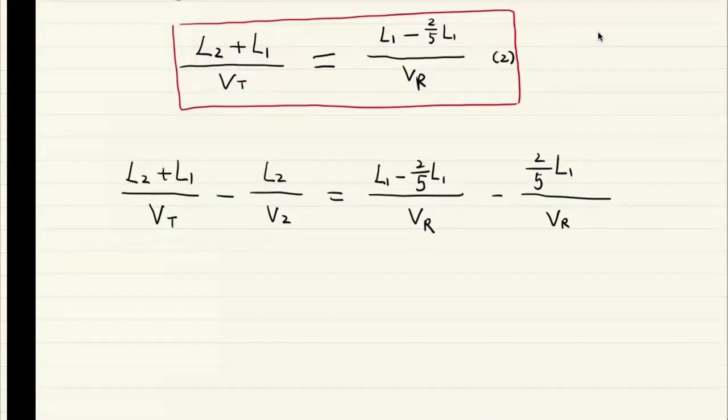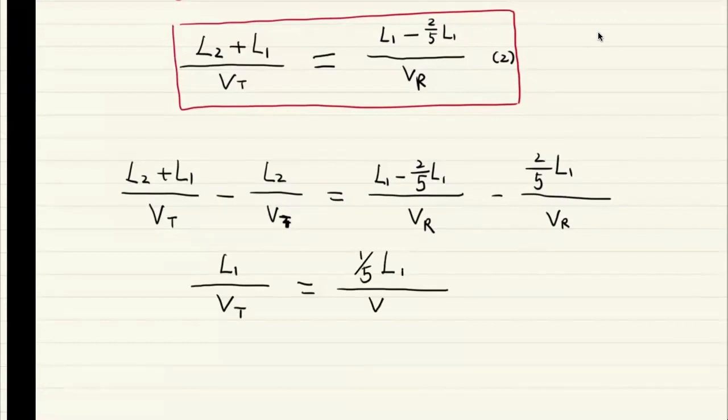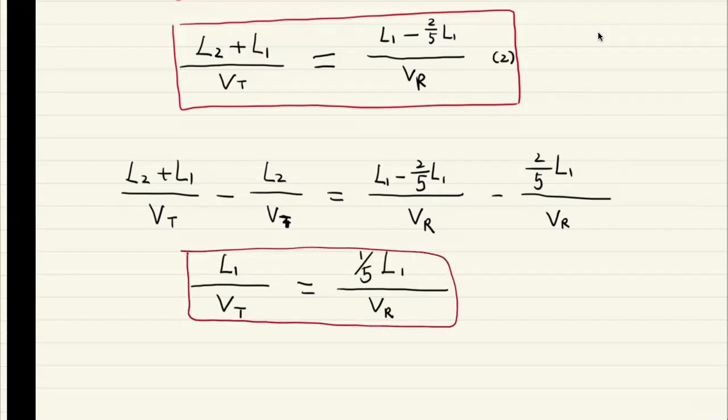Now, if we simplify this, the left-hand side will be L1 over Vt. The right-hand side will be 1/5 of L1 over VR. Now we have a simpler equation that relates the speed of the train and the speed of the runner.